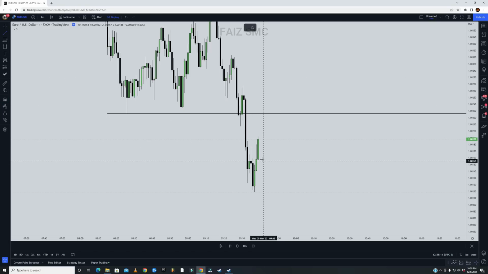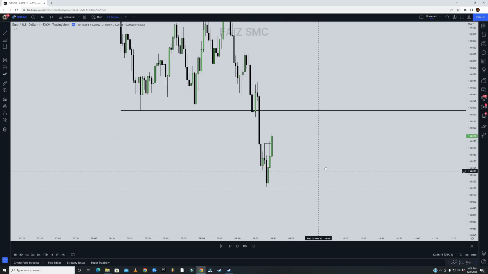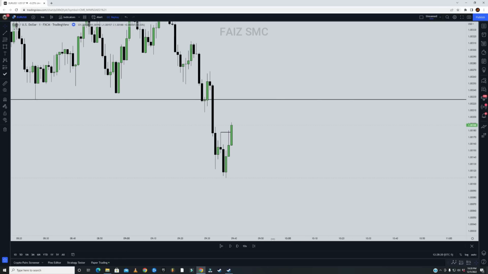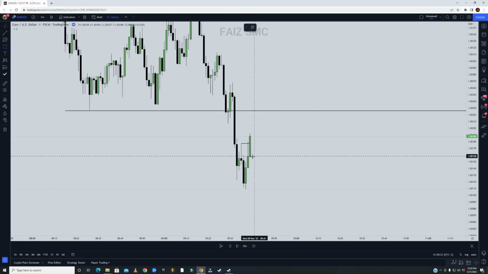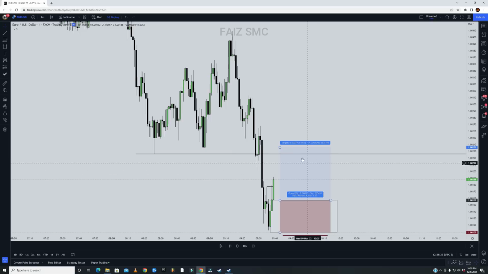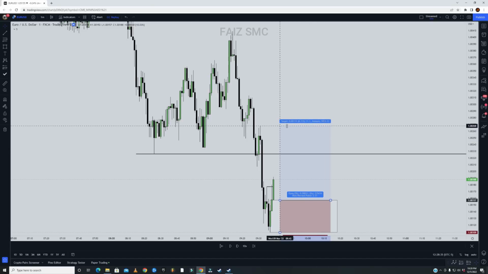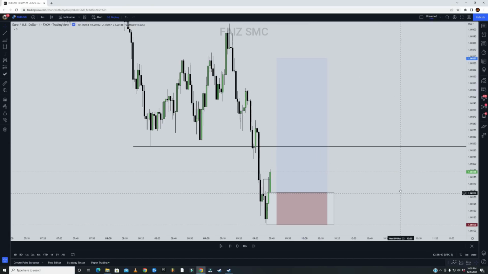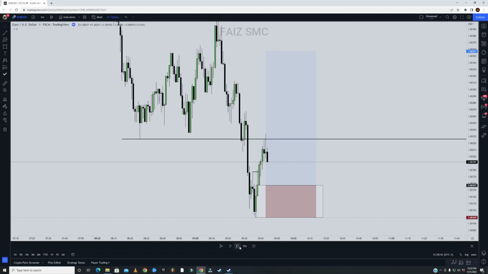When we have a market structure shift with 1, 2, 3 candles, right, it shows volume. You can see the size of these candles, right? It shows true volume, and we have a fair value gap, so we can take our entry from the fair value gap. We can go long right here, put our stop right below this low. Our first target could be this, our second target could be this, or we can target this fair value gap. So let's see how this plays out.